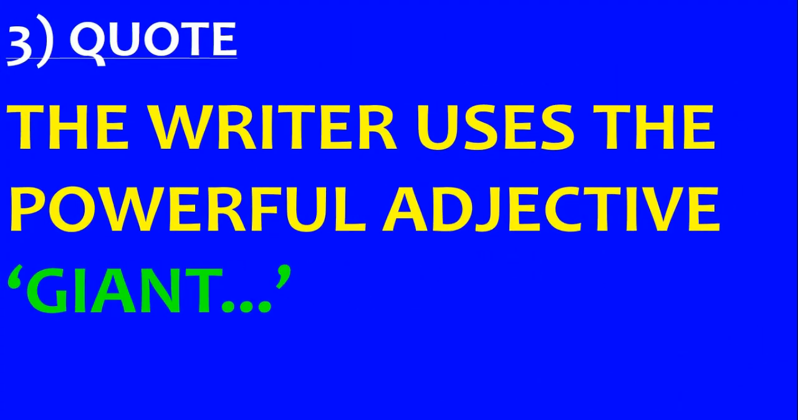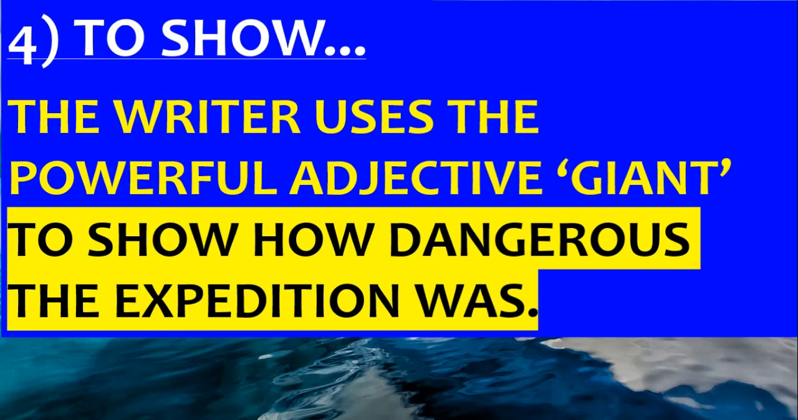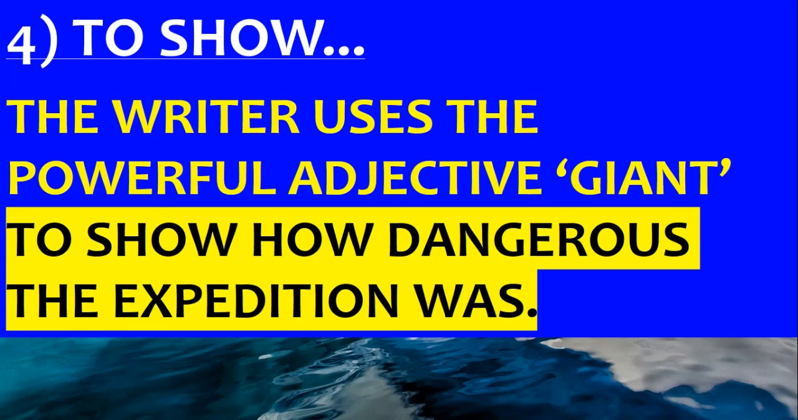And it's giant. Then number 3, use my quote. So the writer uses the powerful adjective giant. And then number 4, to show what? Well, the writer uses the powerful adjective giant to show how dangerous the expedition was. So that's almost answering my question.